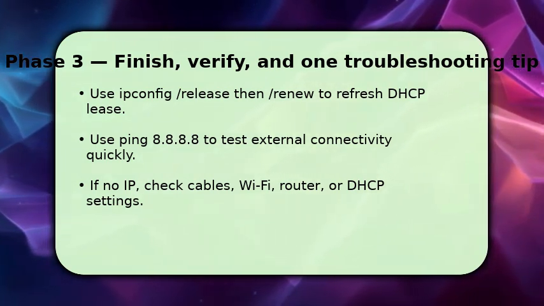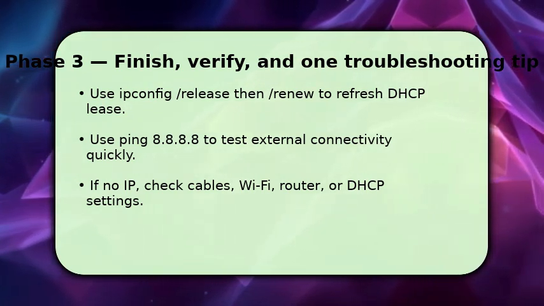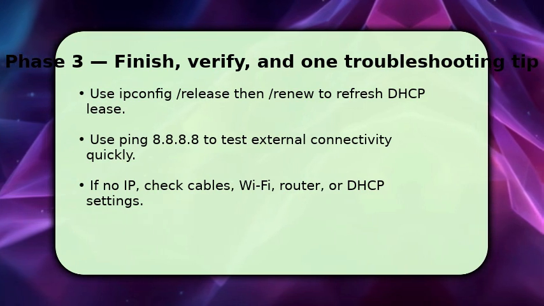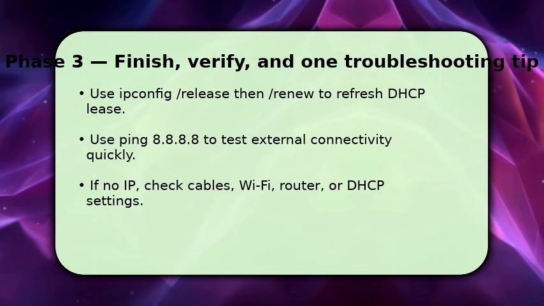To verify internet reachability, ping 8.8.8.8. Success shows routing works. If problems persist, check the cable or Wi-Fi, restart the router, and confirm.